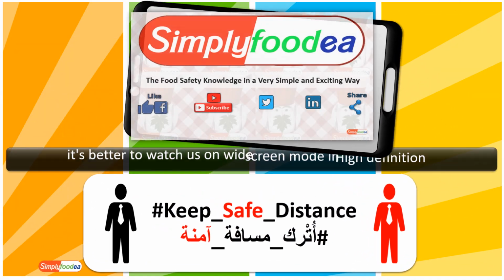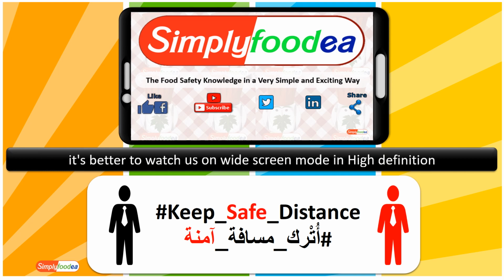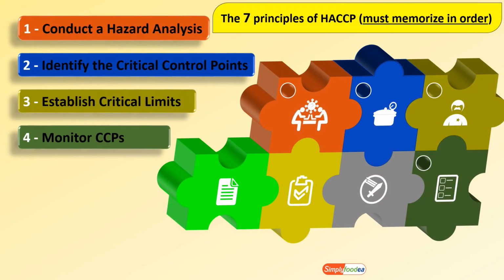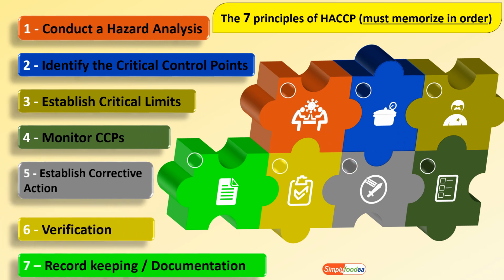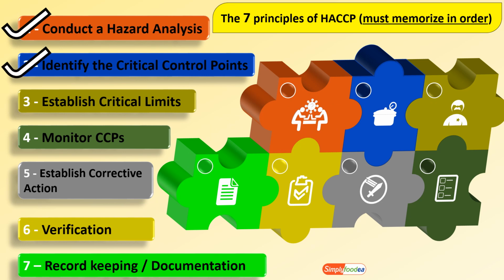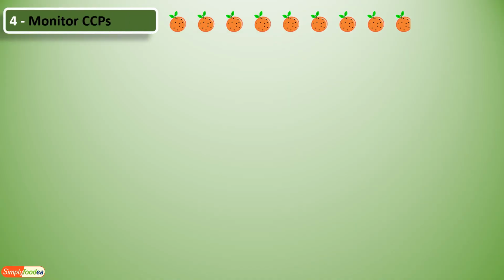We are going to continue the HACCP training example, the orange juice, but let us have a quick look at the 7 principles of HACCP. We have covered the first 4 principles: conducting the hazard analysis, identifying the critical control points, establishing critical limits, and monitoring the CCPs. Today we'll continue with the corrective actions, but let us first have a quick look at the monitoring of the CCPs from the previous videos.